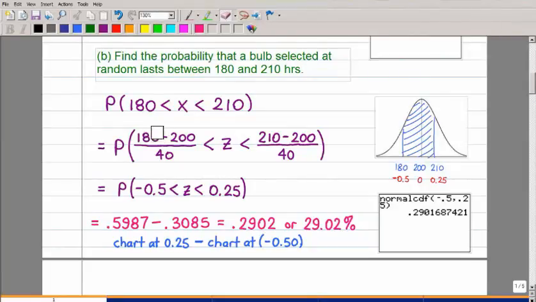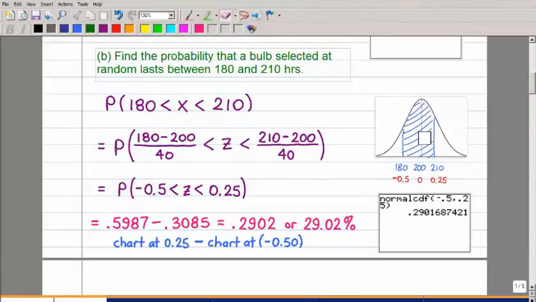So once again, from the original problem, the mean is 200. The standard deviation is 40. So 180 minus 200 divided by 40 at the low end, 210 minus 200 divided by 40 at the upper end. Once again, I've got a little graph sketched here in terms of x and in terms of z. So the first z value is negative 0.5, and the second z value is 0.25, which I have written right below. So that's kind of the area we want to find here.